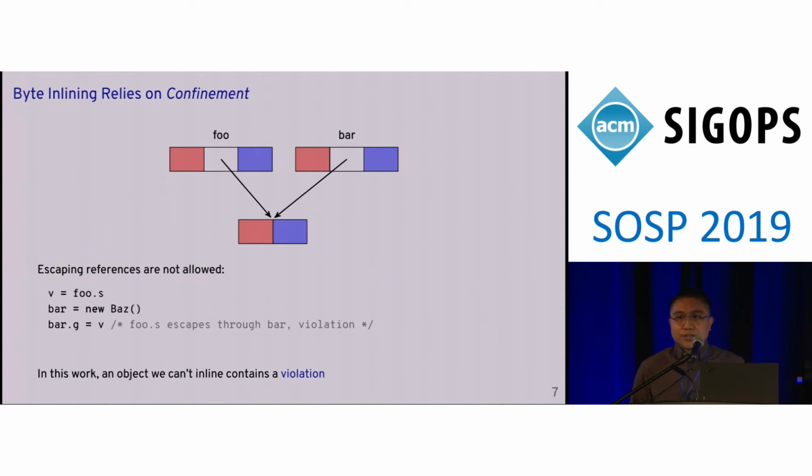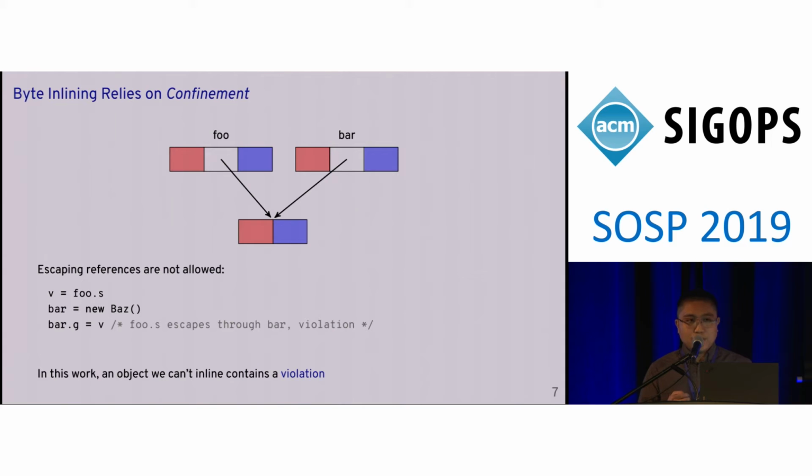So is this a general transformation? No, we rely on two properties of objects. One is confinement. So say that our transformation only is going to transform the foo object. And foo references a string, and bar, which is outside of our transformation scope, also refers to the same string. You can see a code snippet here of how that would look. In this way, foo.s escapes foo through bar.